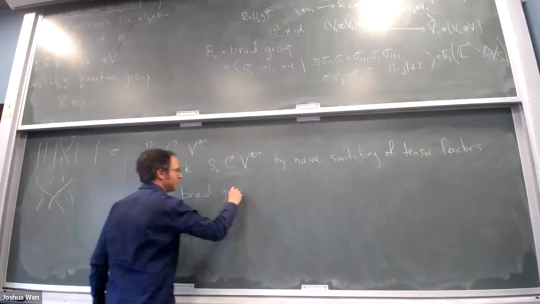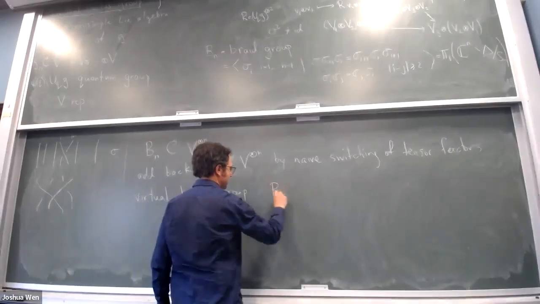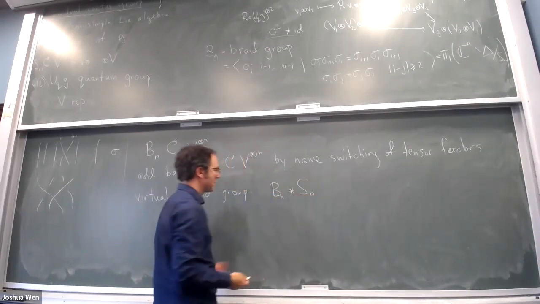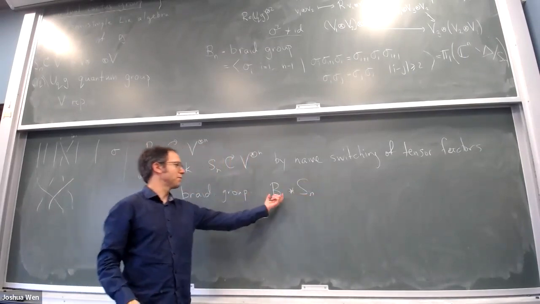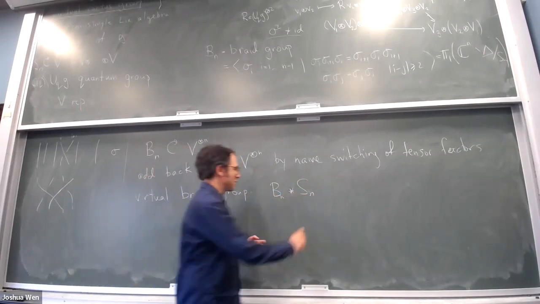is defined as follows. It's the amalgamated product of the braid group with the symmetric group. In other words, a presentation of it will be made by picking generators of the braid group, picking generators of the symmetric group, and there are some relations.